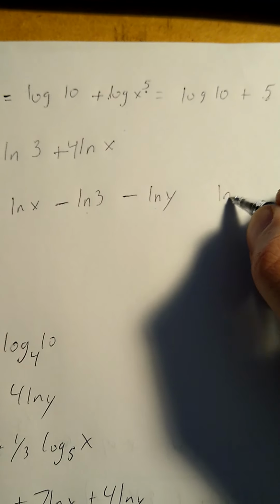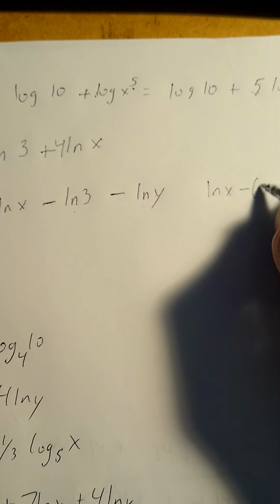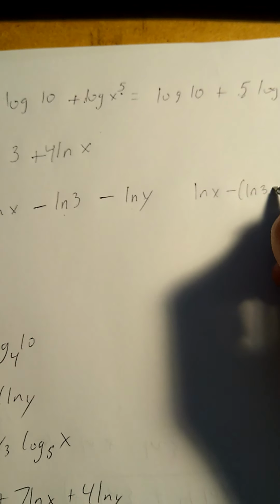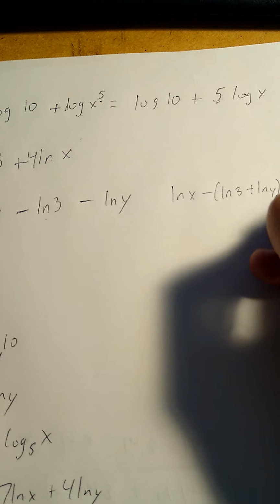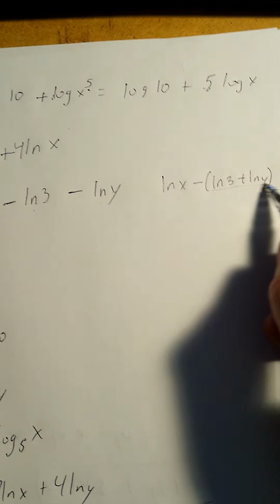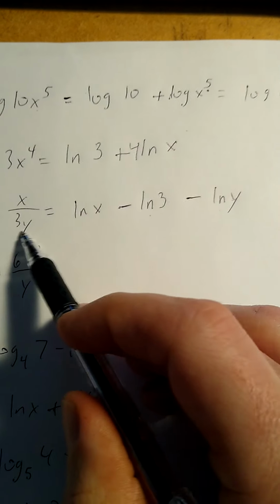The other way to write this is to have ln x minus, in parentheses, ln 3 plus ln y, saying that I'm dividing both of these and that they are being multiplied in the denominator. Either one works.